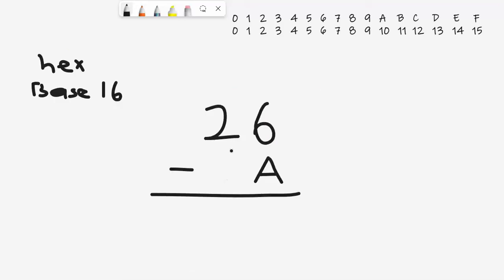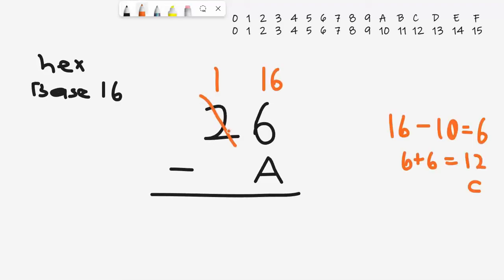Our next subtraction problem is 26 minus A. This is in base 16. Let's see how we can solve this. Can we take A from 6? No, we cannot. So we have to come over to this column and decrement this one. So the first step is to take 1 away from this, but 1 is actually a 16. So this is 1 plus a 16. And then we say, what is 16 minus A? And we know A is 10, so that would be 6. And then 6 plus 6 is 12, and 12 is C. So the answer for this column is C. And we don't have anything here, so the answer is 1C.